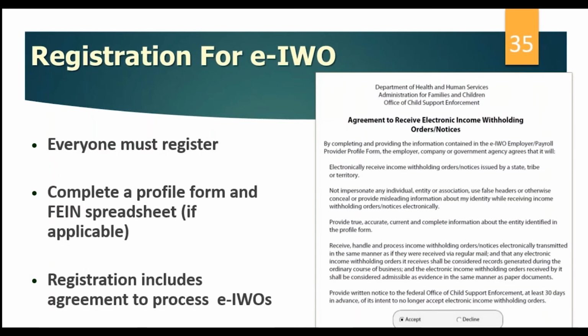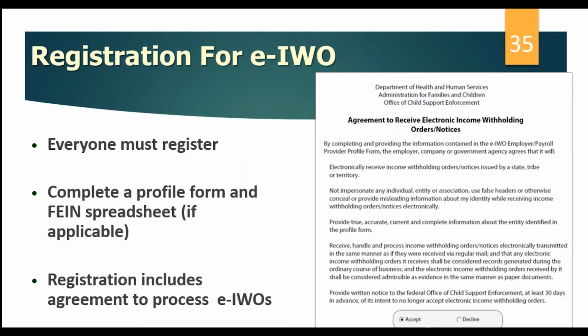So in order to participate in the E-IWO process, you are required to register with us. Every employer who's going to participate in the process must register, and they register using the form that you see on the right-hand side of the screen. That's what we call our profile or registration form, and you simply review all of the terms of participation and accept those. Then you provide us information about your company, your points of contact if we have any issues with our connection and delivery to you, and information we can use to connect to your company and deliver these orders electronically.